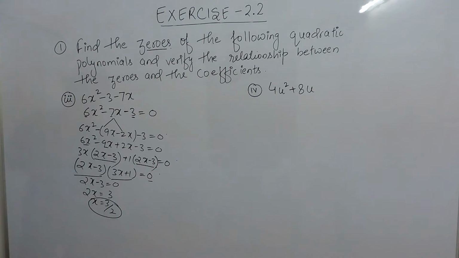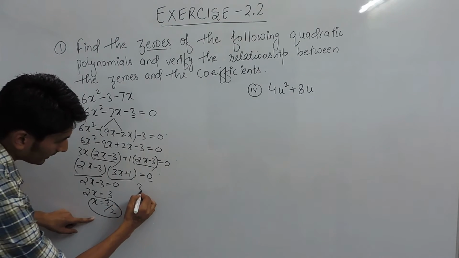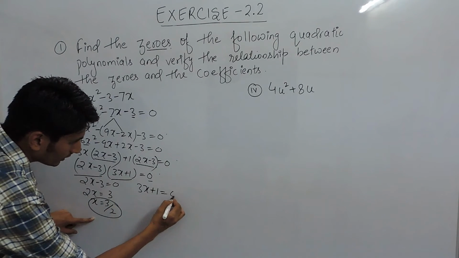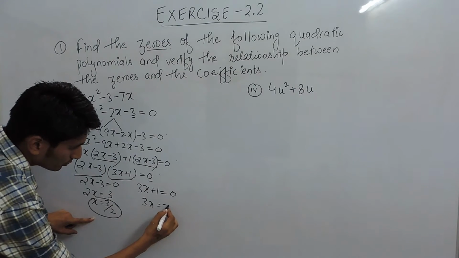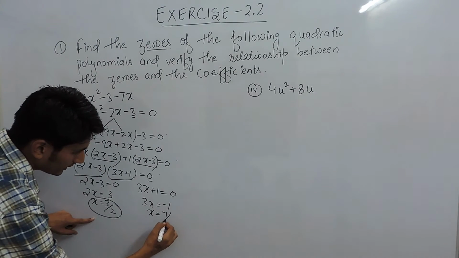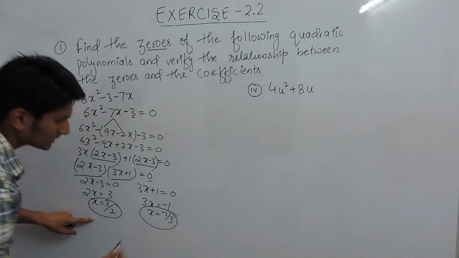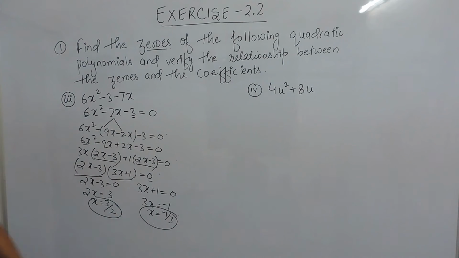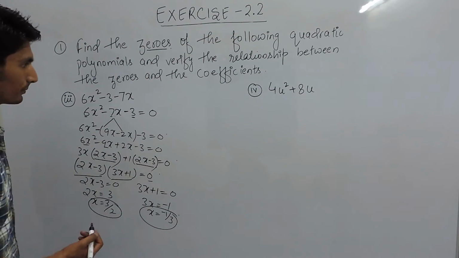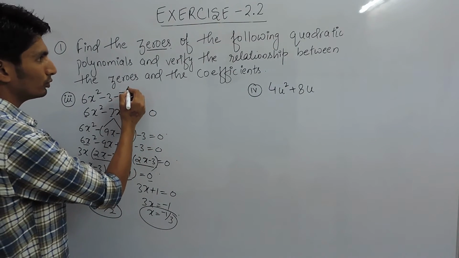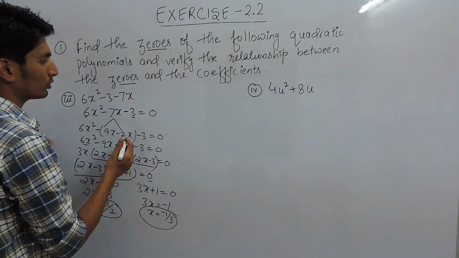So one zero of this quadratic polynomial is equal to 3 by 2, and for the other, clearly 3x is equal to minus 1, so the value of x must be minus 1 upon 3. So another zero of this polynomial is minus 1 upon 3. After that you have to verify the relation between the zeros and the coefficients.